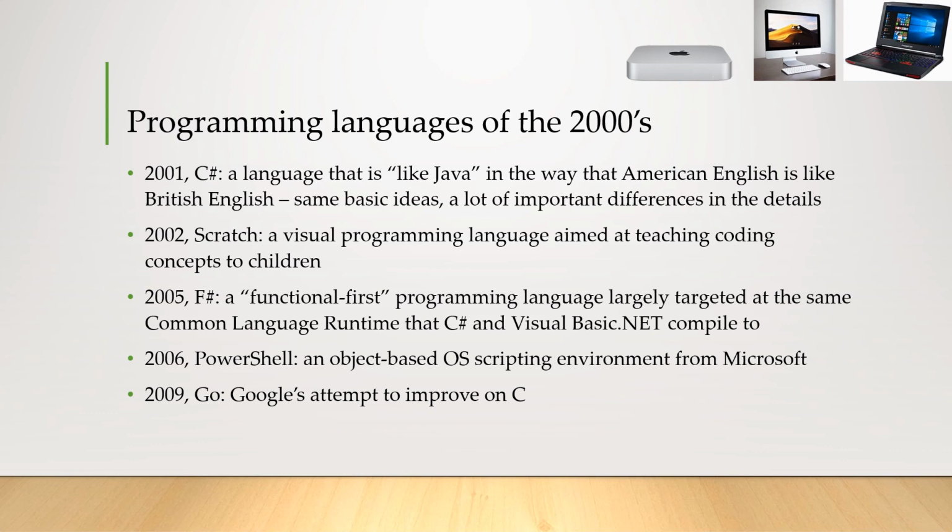In the 2000s, we didn't see quite as much excitement in the programming language world. C# came to be. It was a language that is like Java in the way that American English is like British English. You know, they have mostly the same basic ideas, but a lot of important differences in the details.